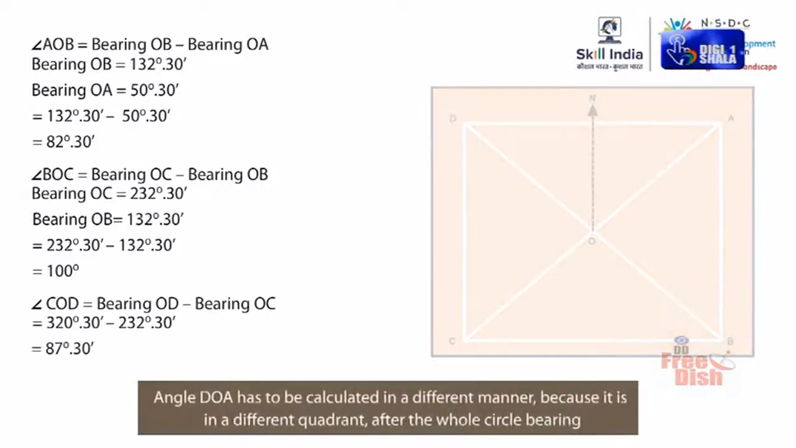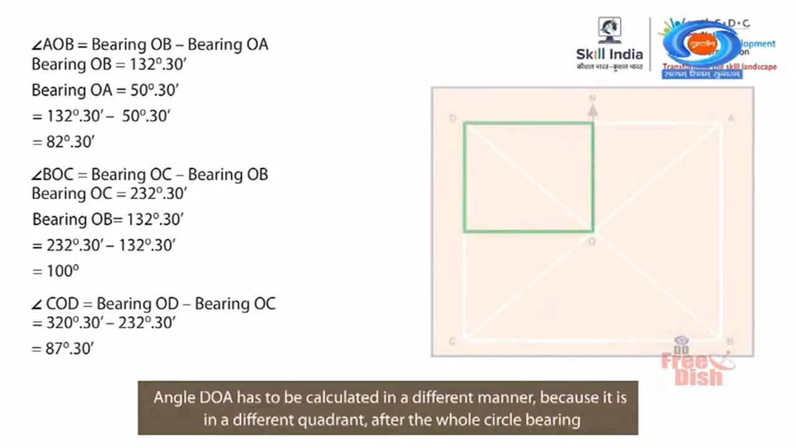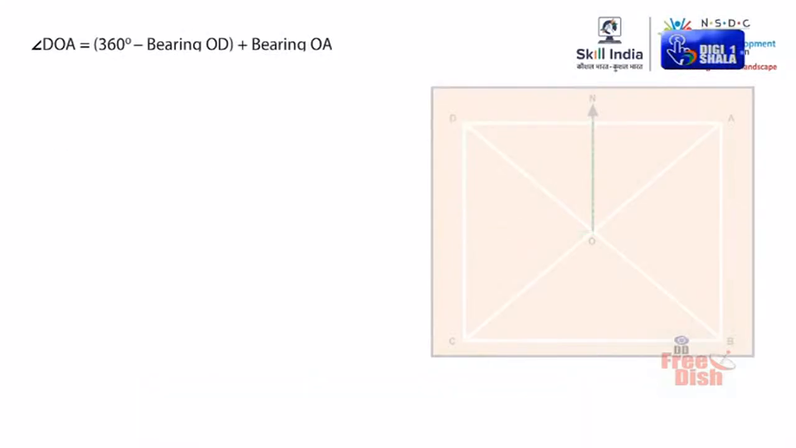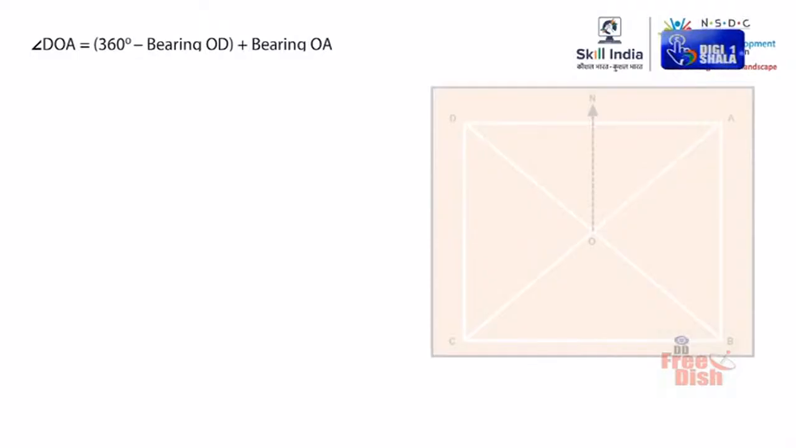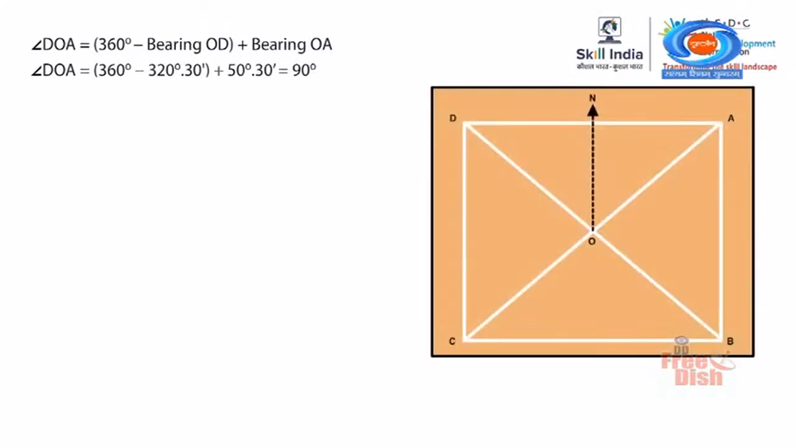But angle DOA has to be calculated in a different manner, because it is in a different quadrant after the whole circle bearing. So to calculate angle DOA, you have to use the formula. Angle DOA is equal to 360 degrees minus bearing OD plus bearing OA. So angle DOA is equal to 360 degrees minus 320 degrees, 30 minutes plus 50 degrees, 30 minutes, which is equal to 90 degrees.